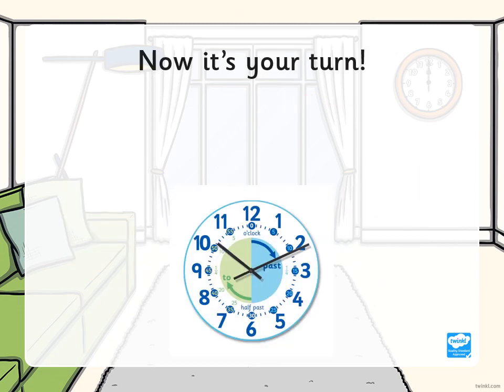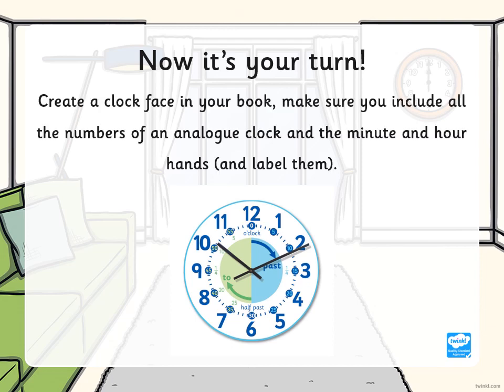Now it's your turn to show Mrs. Sig and Miss Shamoon how amazing you are at telling the time of o'clock and half past. So in your book, I want you to draw a clock face. Make sure you include all the numbers of an analog clock from 1 all the way round to 12, and then draw in your hour hand and your minute hand and label them so you show that you know which one is which.